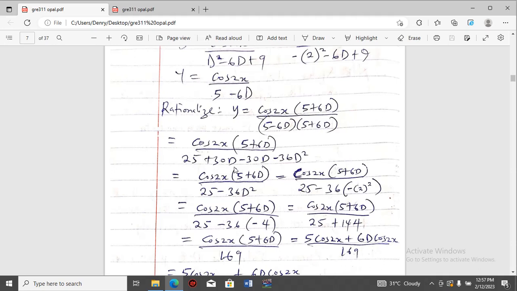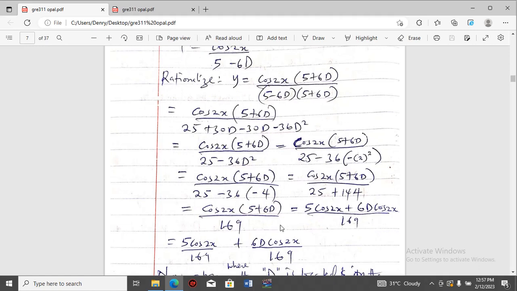This is what we have: 25 plus 30D minus 30D minus 36D squared. Now remember when I said you only substitute wherever you see D squared. So in place of D squared, you put minus 2 all squared. You see it here? So after doing that, we have 169. Then when you expand the numerator, you have 5 cos 2x plus 6D cos 2x. Now this can also be written as 5 cos 2x all over 169 plus 6D cos 2x all over 169, because both of them share the same denominator, which is 169.